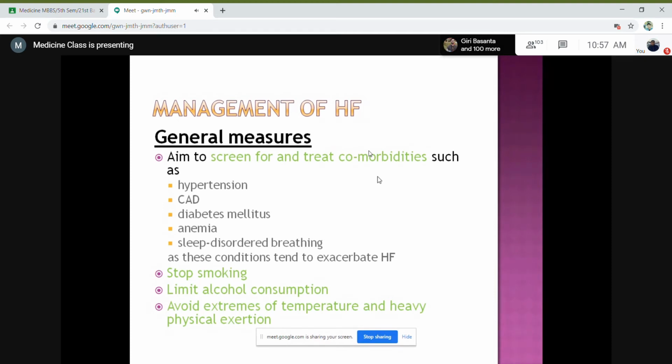You have to ask the patient to stop smoking and limit alcohol consumption. In general, we ask the patient to limit alcohol consumption, but in certain conditions, like if the heart failure is because of alcoholic cardiomyopathy, you have to ask the patient for complete abstinence. And avoid extremes of temperature and heavy physical activity.